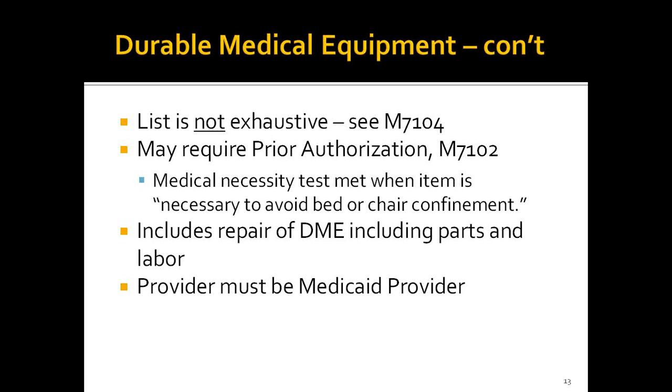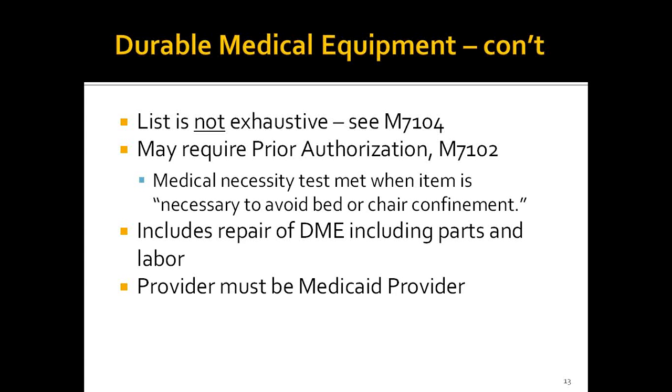As I mentioned, the list is not exhaustive, as is the case for all of these covered services. But one thing that is somewhat universal is that all of these assistive technology devices may require prior authorization, which means there is a process for getting pre-approval for the device, which we'll talk about later. In durable medical equipment, there's also a medical necessity test, and we'll talk about medical necessity in a few minutes: the DME must be necessary to avoid bed or chair confinement, so there's sort of a tag along there.